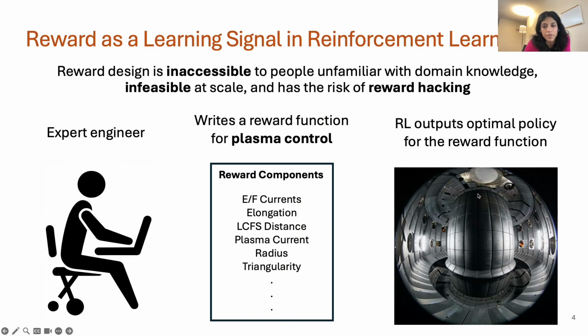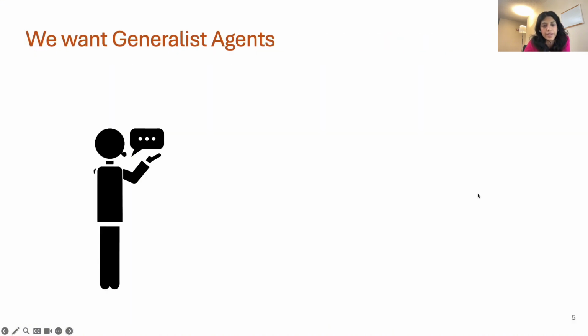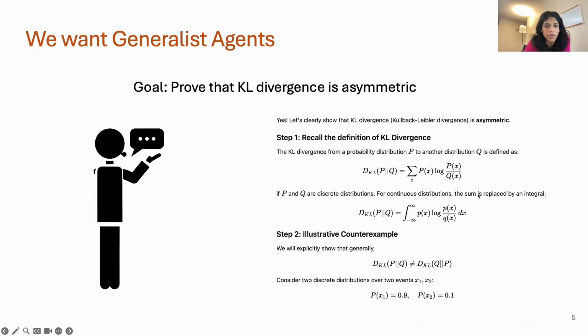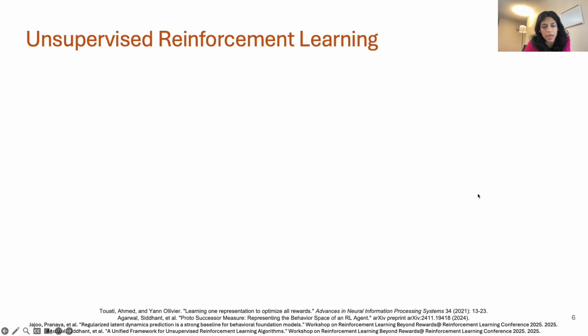It can rapidly become infeasible when we want the agent to learn to perform several different tasks, and it has the risk of reward hacking. In addition, what we want are generalist agents. As more and more people interact with these agents, we want the agents to be able to perform a wide variety of tasks. This is where unsupervised RL comes in.